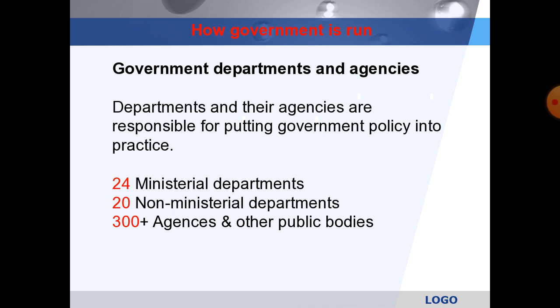How is government run? Government departments and the agencies. Departments and their agencies are responsible for putting government policy into practice. There are 24 ministerial departments, 20 non-ministerial departments, and more than 300 agencies and other public bodies.